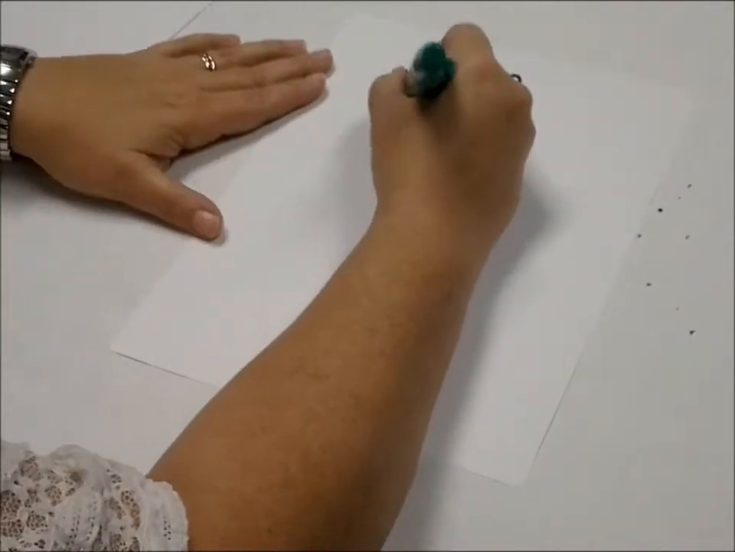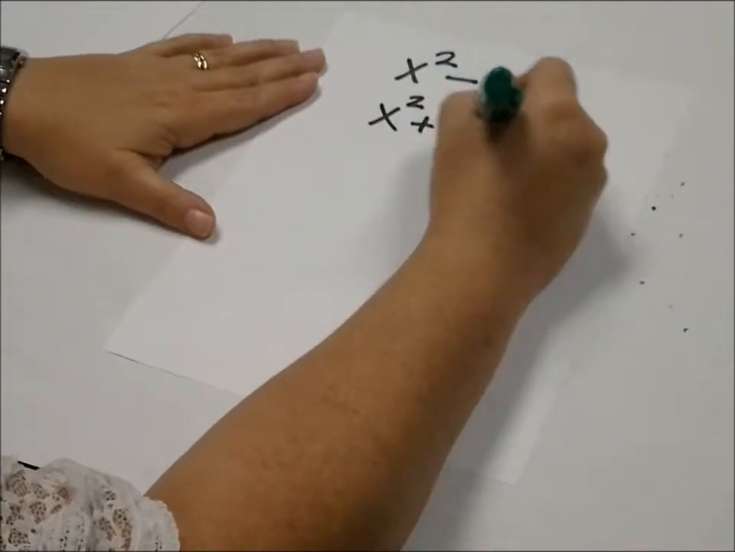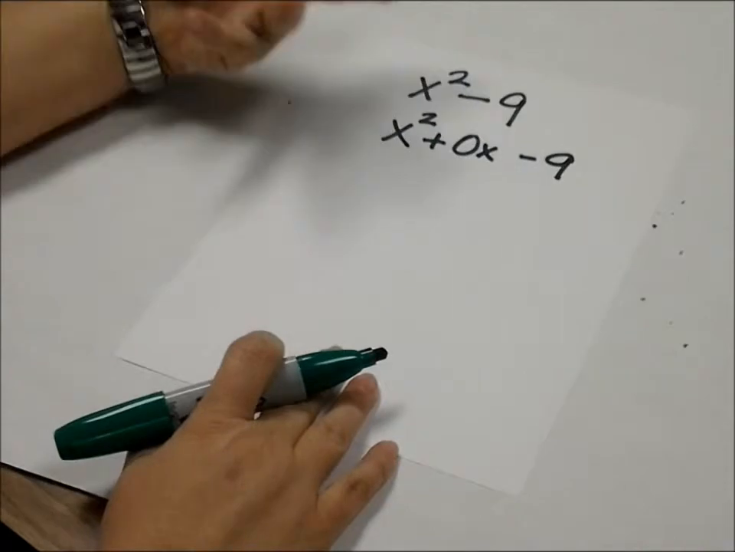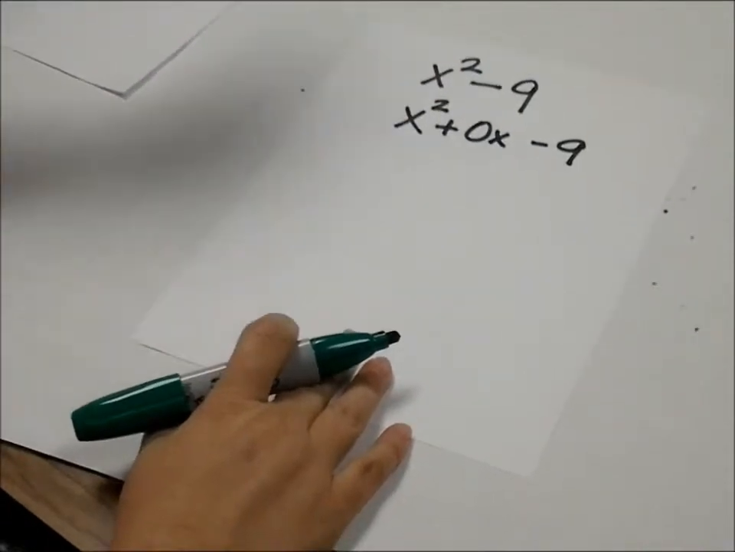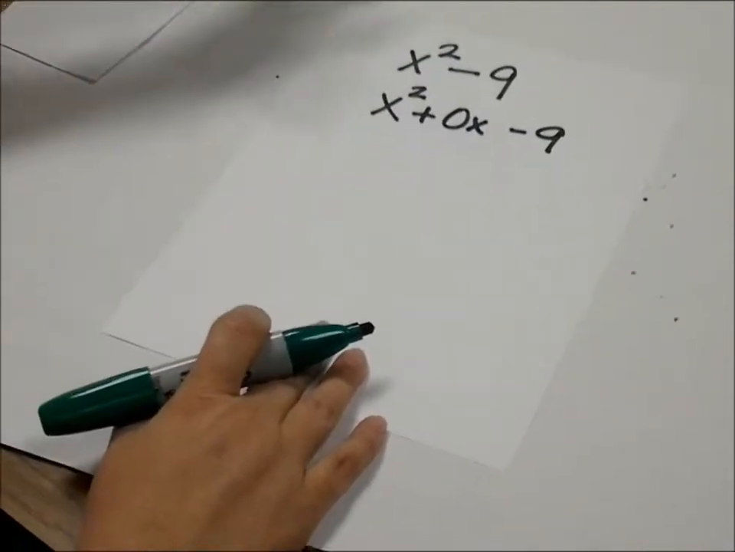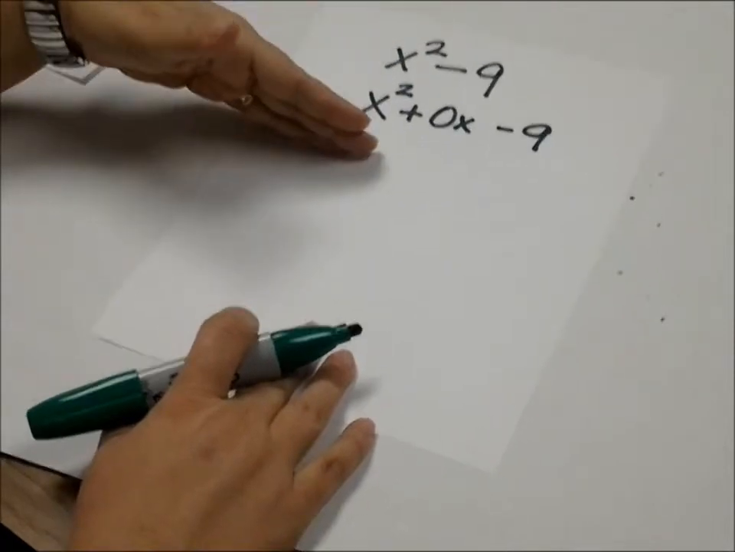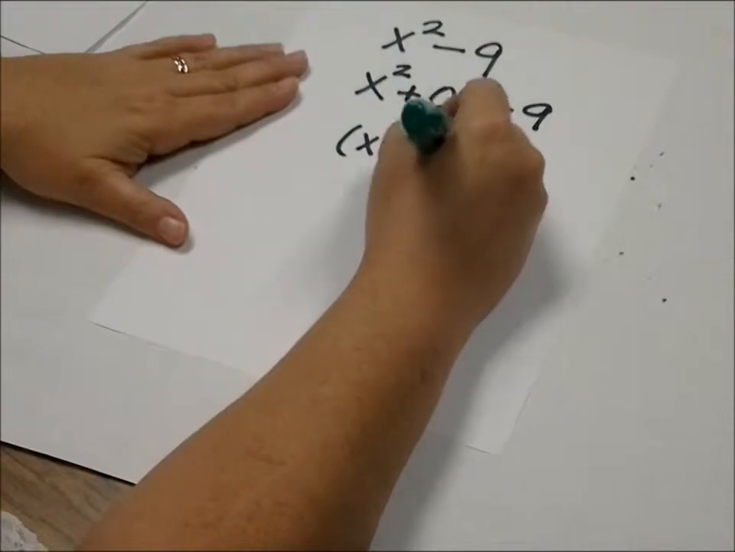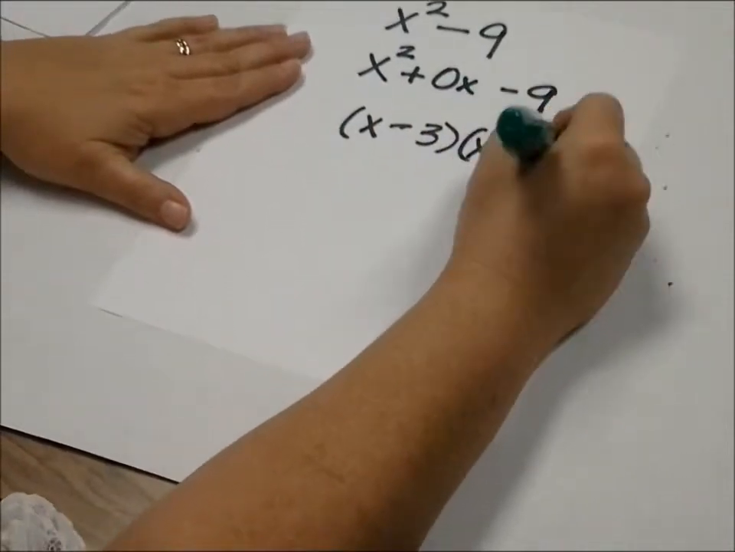Now, traditionally, you would expect to see the 0x there, and whether you use tiles or the box method or whatever method you're using to do this trinomial, you want to get them to the point where they see that this is x minus 3, x plus 3.